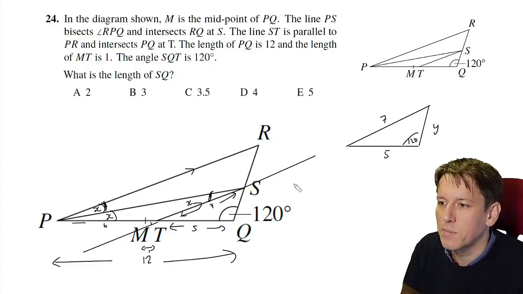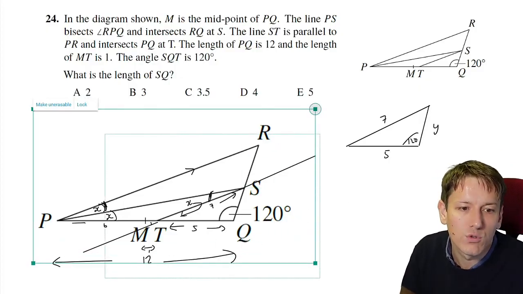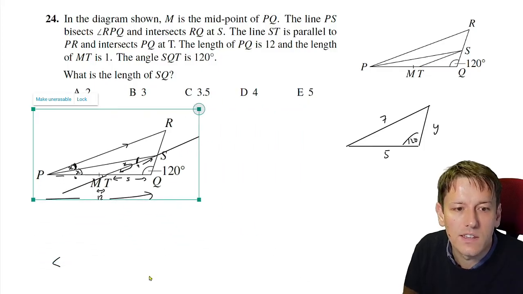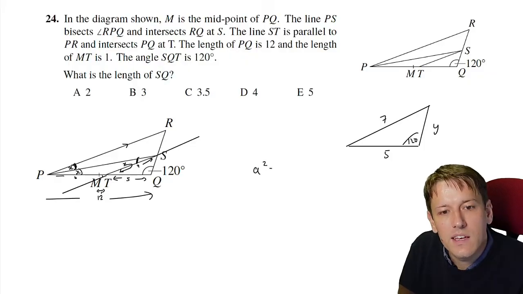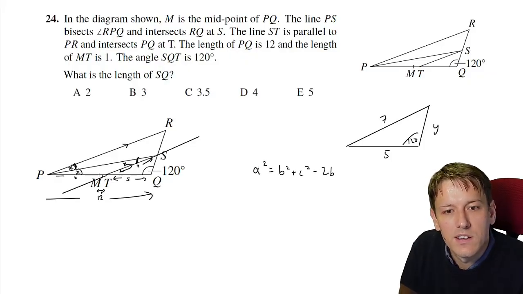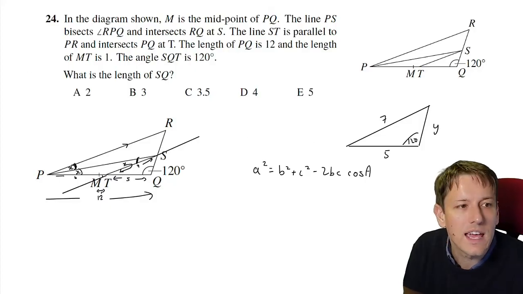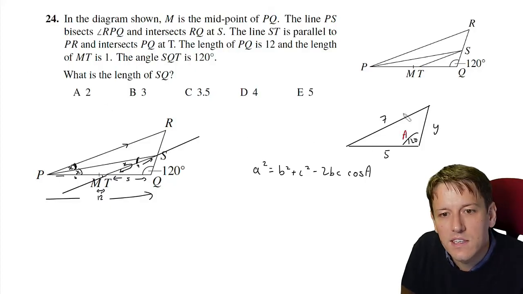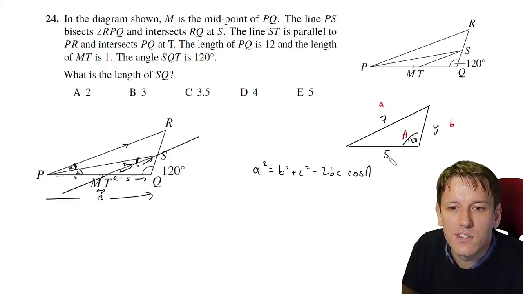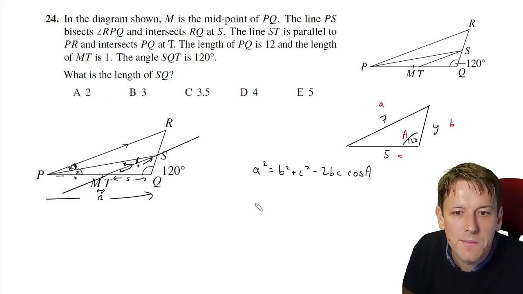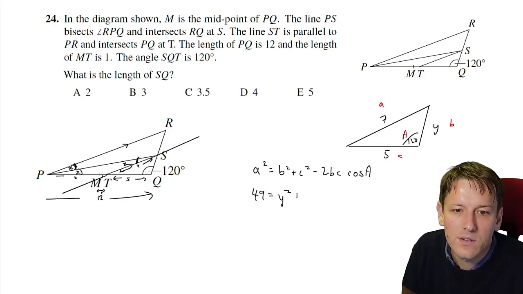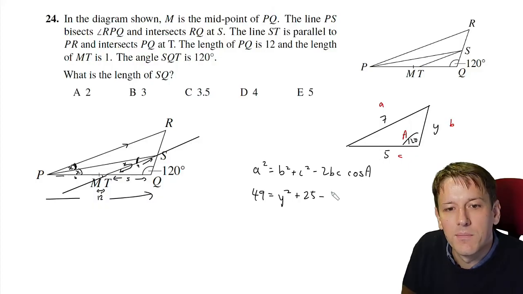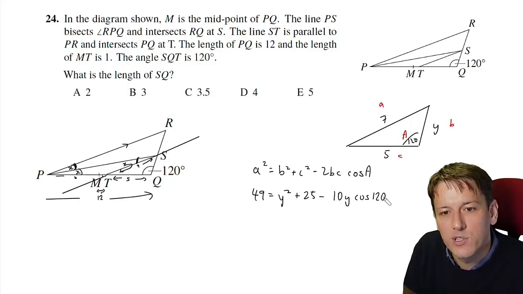So we're just going to apply the cosine rule to this. The cosine rule says a squared equals b squared plus c squared minus 2bc cos A. I'm going to take this as the angle A, and then either of these is B and C. So I've got a squared is 49. That's going to be y squared plus 25 minus 2 times 5y, so that's minus 10y times cos of 120.